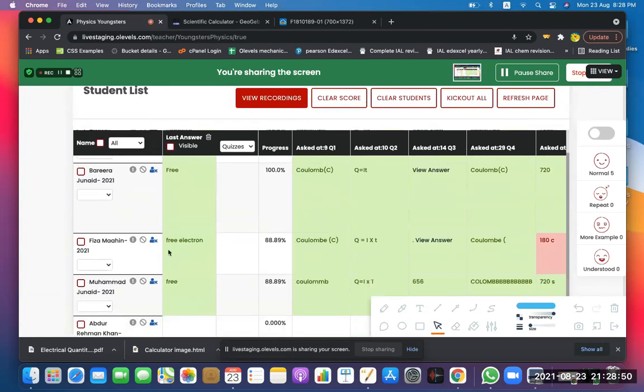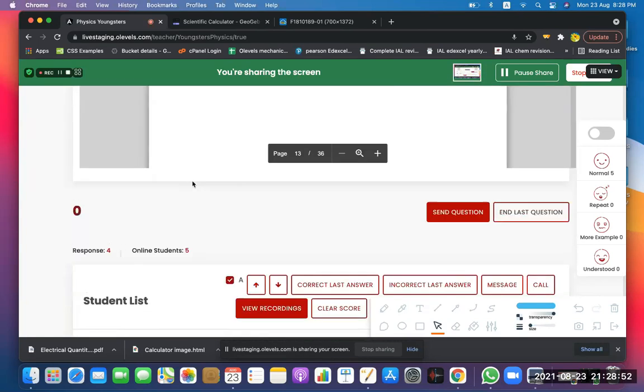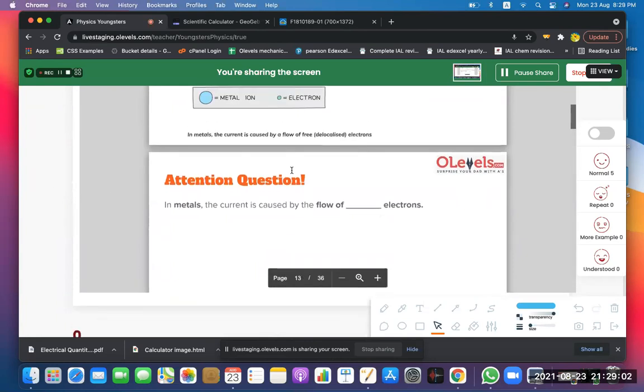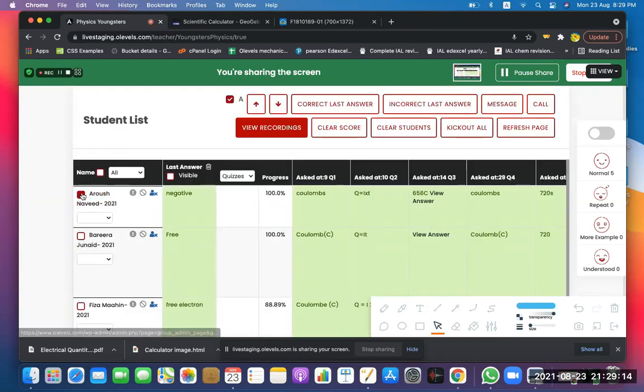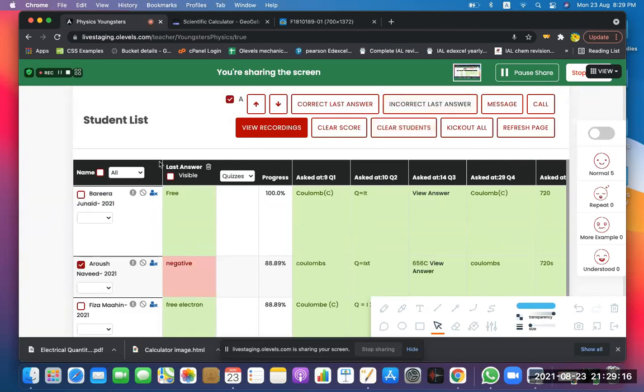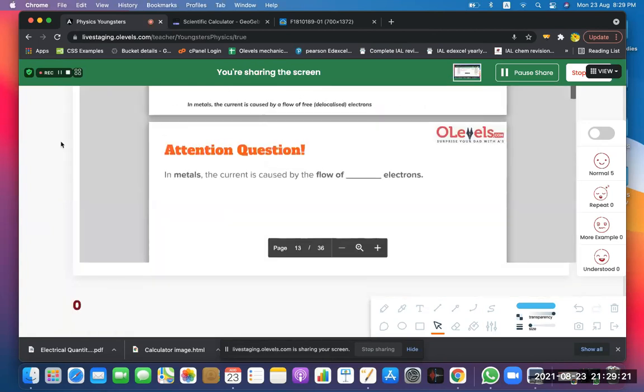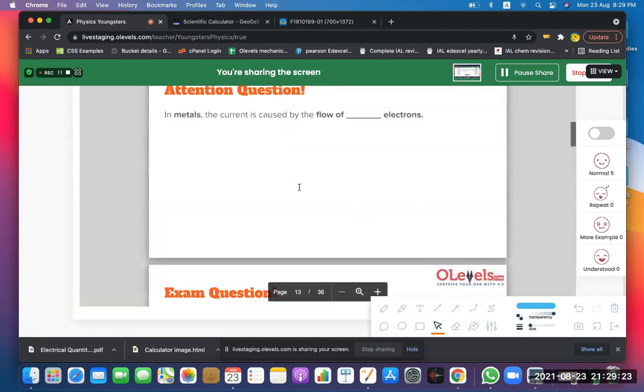Negative, free electrons. Free was correct. Arush, you wrote the flow of negative electrons, but I just told you: flow of free electrons, or you can say delocalized electrons. So here the answer was free electrons, or you could write delocalized. I'm just decreasing your mark, Arush. Others, very good, everyone. Keep it up. You have to be attentive next time, Arush. I know you can do it.